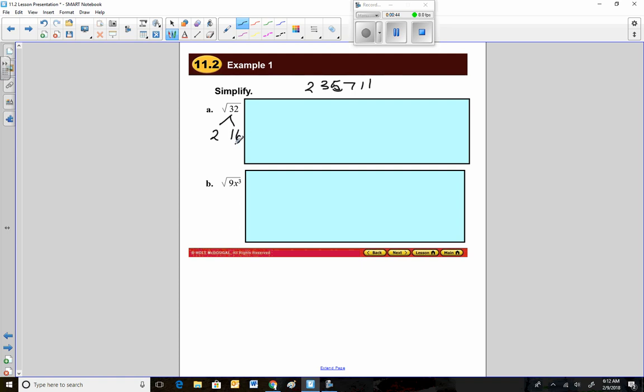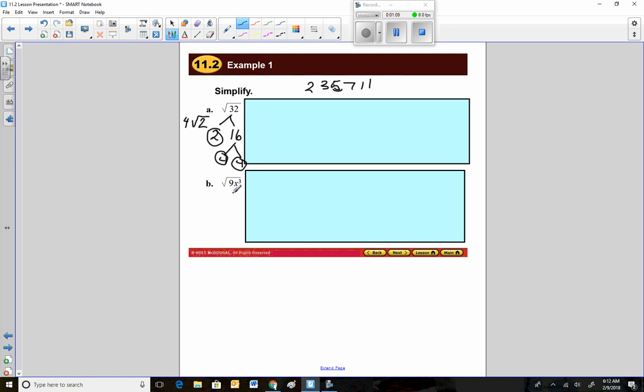Now I can break this down. Now 16 is a perfect square. It is 4 times 4. So remember our little scenario where this is like our little club, and the couples, if you have a couple or a pair, they have to leave the club. So here's a pair of 4s, they have to leave the club. The single 2 stays in the club. So we have 4 root 2.